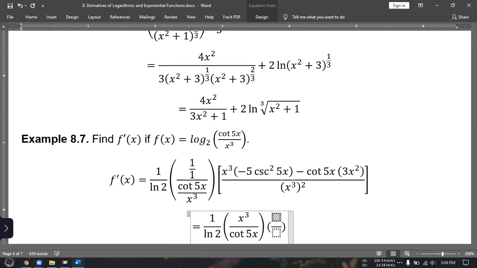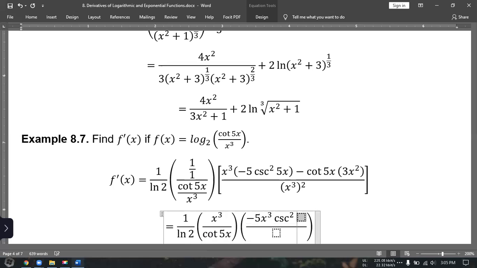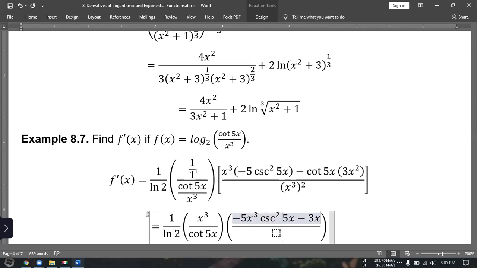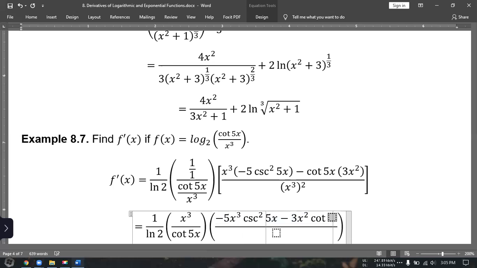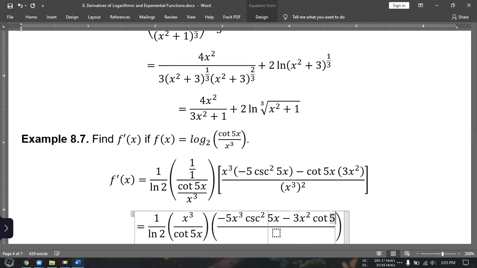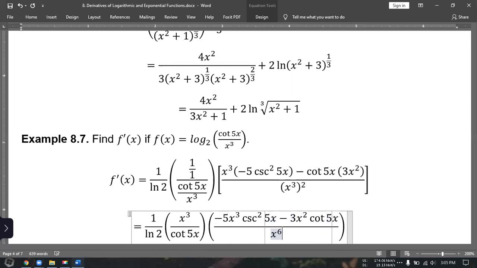Fraction. This is negative 5x cubed cosecant squared x minus 3x squared cotangent 5x over x. A power of power, we multiply the exponents. That is x raised to 6.